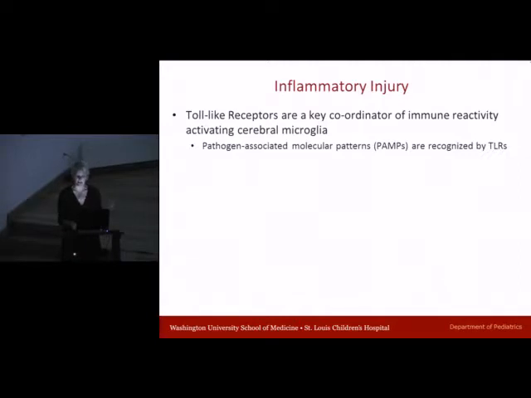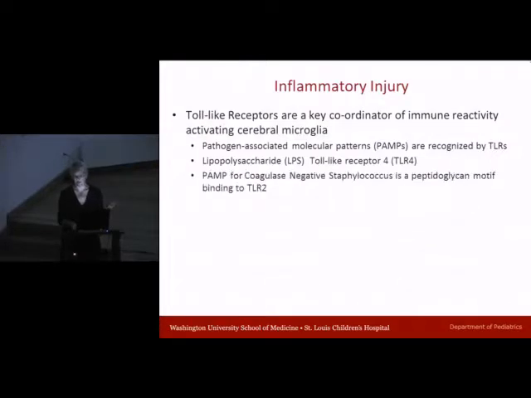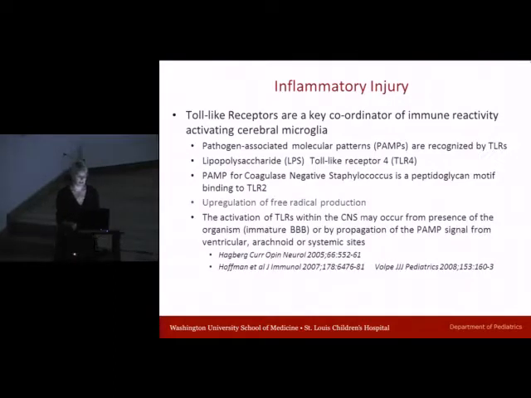And that's why different types of organisms have the capacity to have different types of effects on the central nervous system. So if you look at lipopolysaccharide gram-negatives, which we all are afraid of, they activate one of the most potent toll-like receptors, TLR4, whereas coagulase-negative staphylococcus also has a PAMP signature, but it has a different type of motif that binds to a different type of toll receptor. So each of these toll receptors can elicit a different degree of reactivity, if you like, in the microglia. But they all produce upregulation of free radicals.